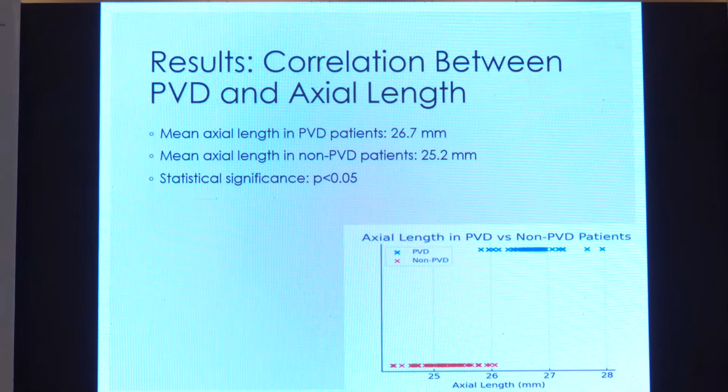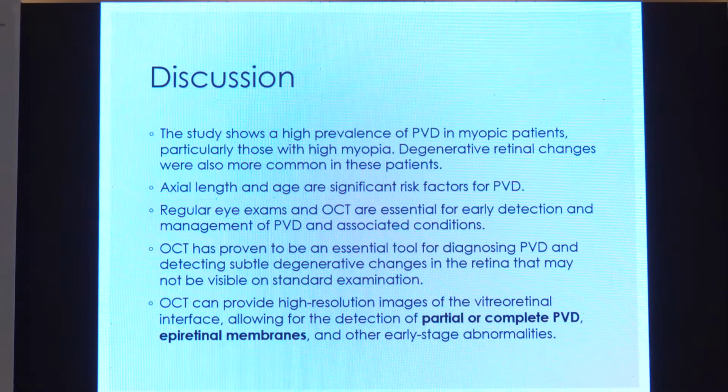Correlation between PVD and axial length. Mean axial length in PVD patients was seen to be 26.7 mm. Mean axial length in non-PVD patients was found to be 25.2 mm. Statistical significance: P less than 0.05.